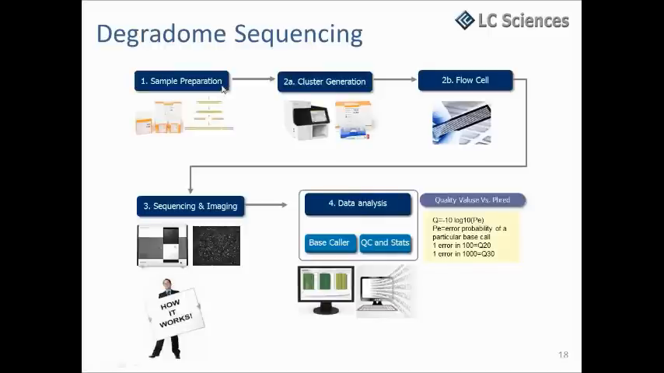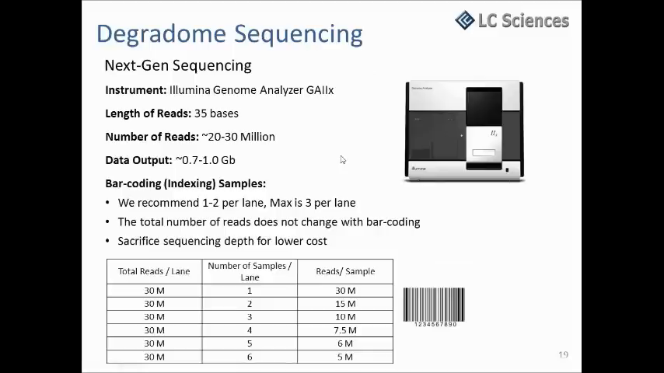So we get the sample prepared, and as the normal Illumina protocol does, we get clusters generated on the flow cell, and then we do the sequencing, get the base calls and the QC, and we get the raw reads. Then we will do the data analysis after this step at LC Sciences. So for degradome sequencing, the major work we have done is on the next generation sequencer. Currently we use the GA2 for this degradome sequencing, and we sequence up to 35 bases, and we can get about 20 to 30 million reads per lane.